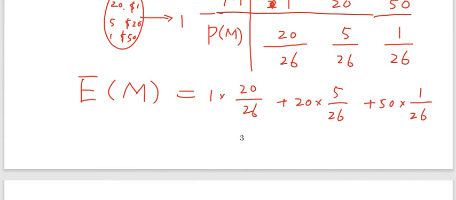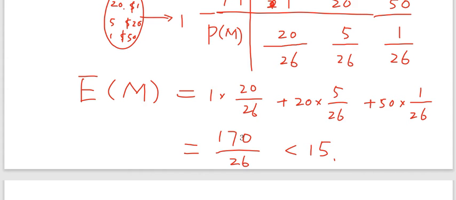Okay, and so we can do some calculations of this. The denominator is 26, and the numerator is 1 times 20, so 20 times 5 is 100, and 50, so this is 170, right? So this is the money you can get on the average. So I'm sure this number is less than 15.